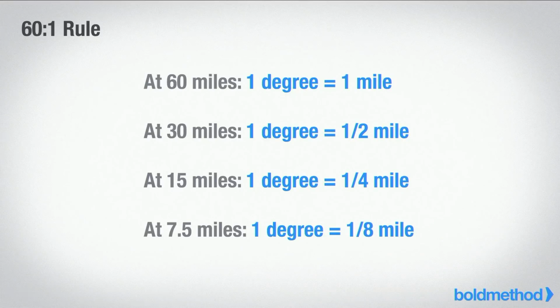Okay, so essentially, we're just taking 60-to-1. It's 60 miles out from a point, every degree of an arc is 1 mile. Divide it in half, you get 30. That's 1/2 mile. Divide it in half again, you get 15, and 1/4. Divide it in half again, you get 7.5 and 1/8. And on this procedure, that actually works out pretty well. So let's take a look at what we've got here.